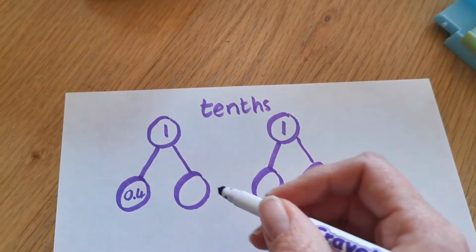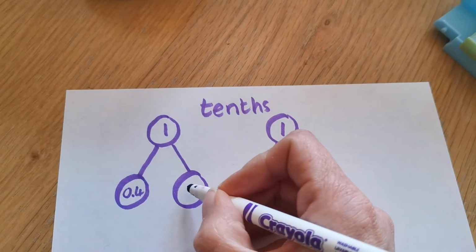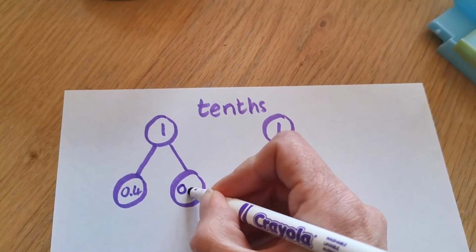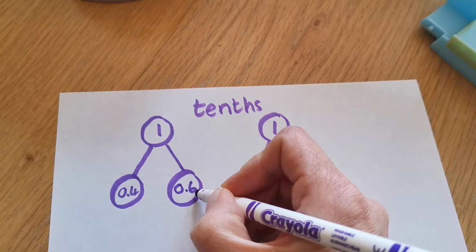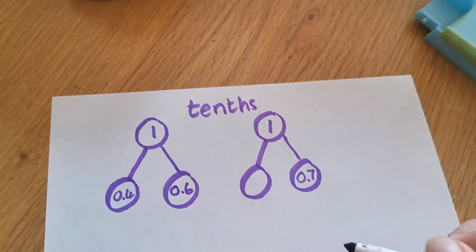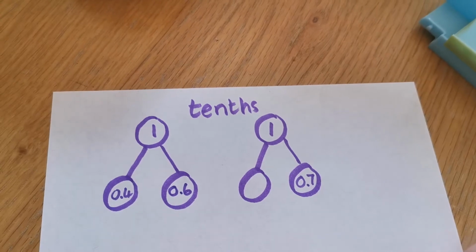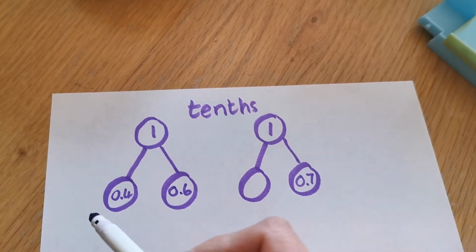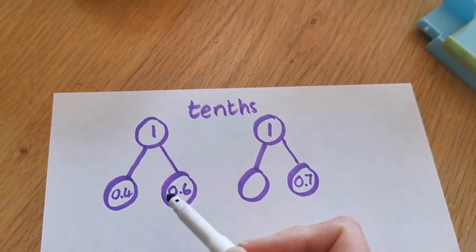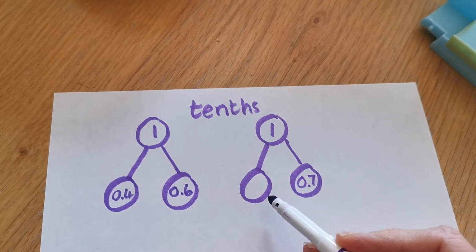So we can simply use our number bonds to 10, and the answer for this one will be 0.6, because we know that 6 and 4, when they're added together, make 10. The only difference here is that we're applying those number bonds to 10 to work within decimal numbers. So think carefully about what the answer might be for this one.